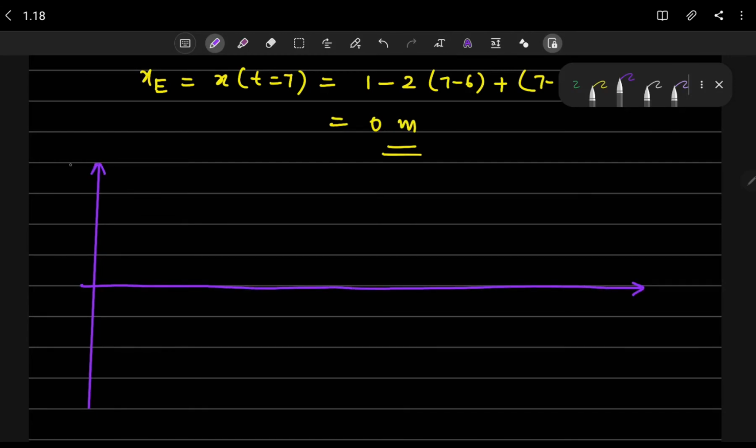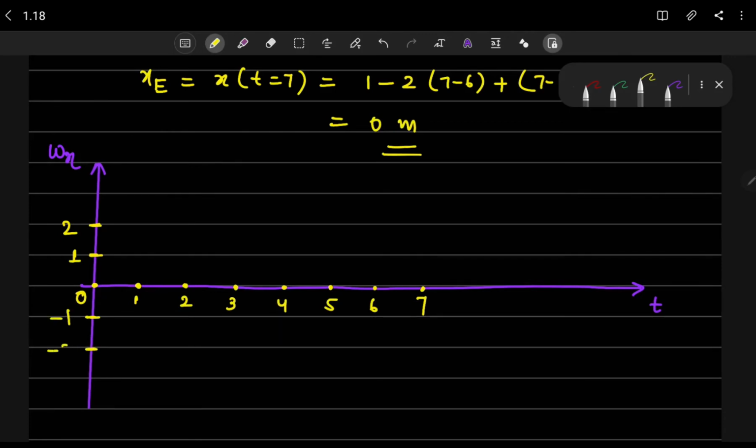So this is the acceleration in the y-axis and time in the x-axis. Okay, let us say this is t is equal to 0, t is equal to 1, 2, 3, 4, 5, 6 and 7, and let us represent it as 1 meter per second square, 2 meter per second square, minus 1 meter per second square and minus 2 meter per second square.